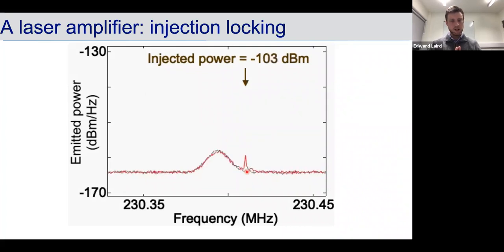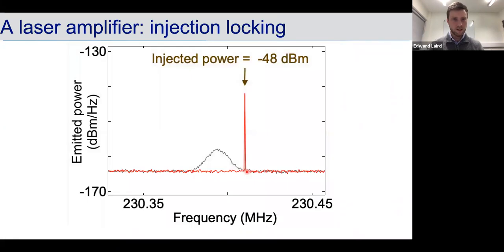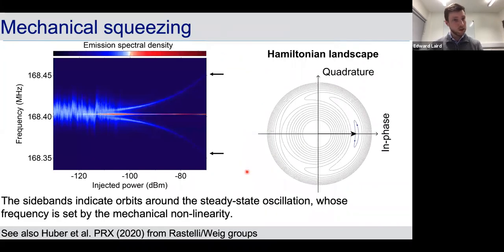But as we turn up the power, you can see that the output power starts to collapse onto the injected signal, showing that it's tracking the frequency of what's coming in. And if you turn the power up high enough, then the entire output of the oscillator goes into the same frequency as the seed tone that you're sending in, showing that it can lock to a very weak force. So this tells you that it can track the force.